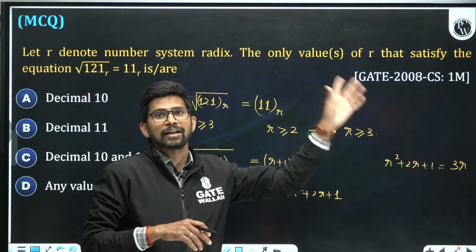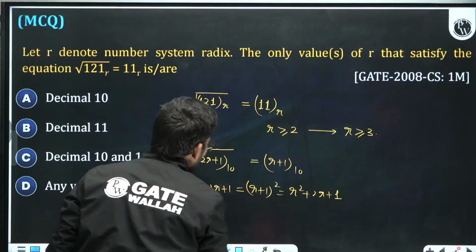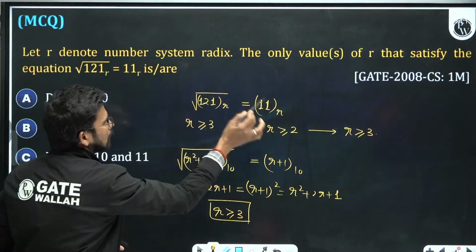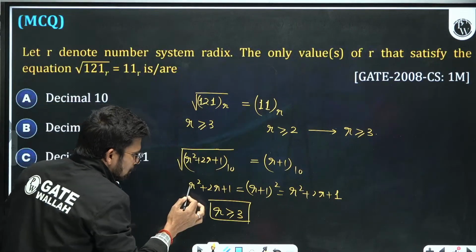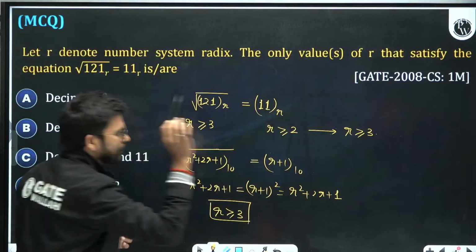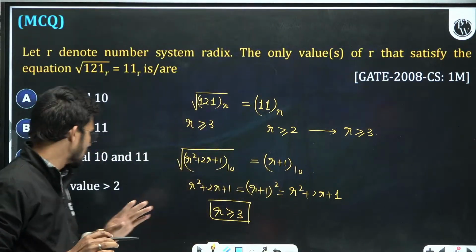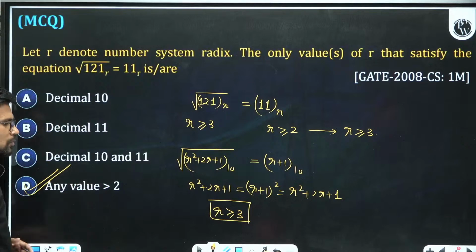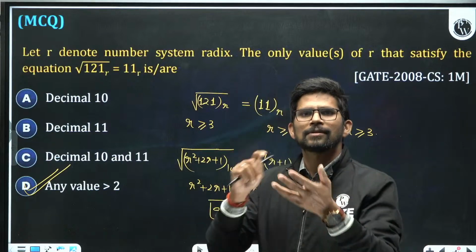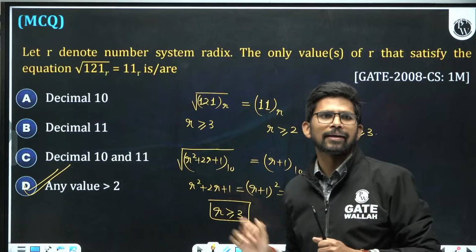But R must be greater than or equal to 3 for these two numbers to be valid. So overall what we can conclude, R must be greater than or equal to 3. Because then these two numbers will be valid, and for all the values of R greater than or equal to 3, this relation, this equal to this, will be satisfied. This relation becomes true. So answer is R greater than or equal to 3. Or we can say R greater than 2. R greater than 2 means any value greater than 2, equal to 3, 4, 5, 6, 7, 8, 9, 10. That is R greater than or equal to 3. So D is the right answer.